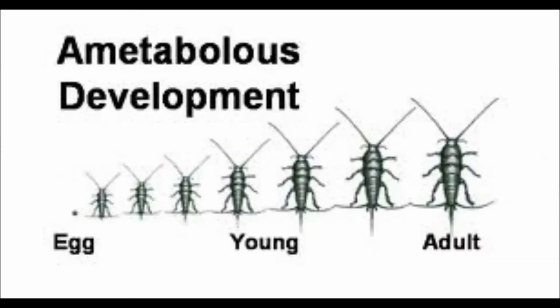The first being ametabolous, which is when no metamorphosis takes place. This means the adults look the same as the immatures, only bigger. And they're also the only groups of insects that can molt after they reach adulthood and reproductive maturity. They move from egg to immature to adult.